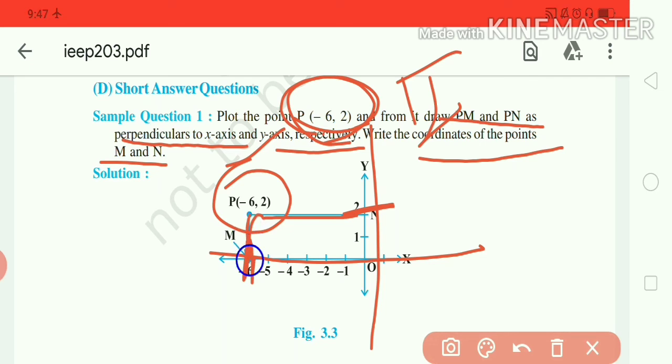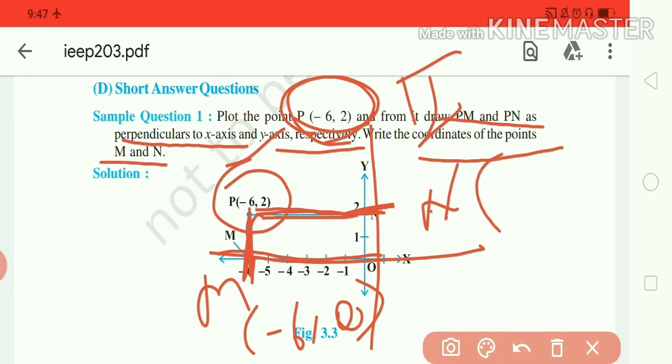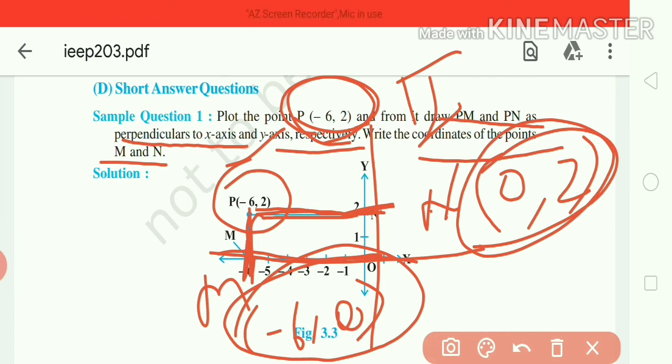Now from here draw a perpendicular on the x-axis and name it M, and draw a perpendicular on the y-axis and name it N. Now these are the perpendiculars. Now you have to tell the coordinates of P, M and N. M lies on the x-axis, so y must be 0. And what is the value of x here? -6. So the coordinates are (-6, 0). And what are the coordinates at N? Here x is 0 and y is positive 2. So this is (0, 2). So the coordinate of M is (-6, 0), and coordinate of N is (0, 2), right?